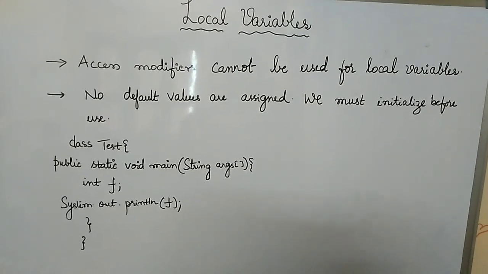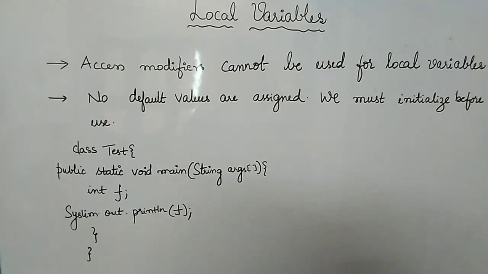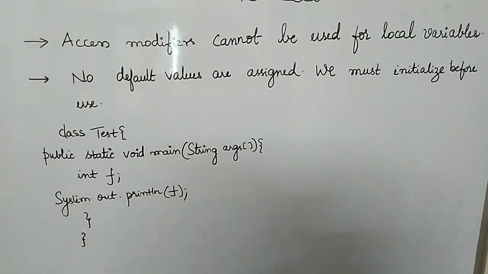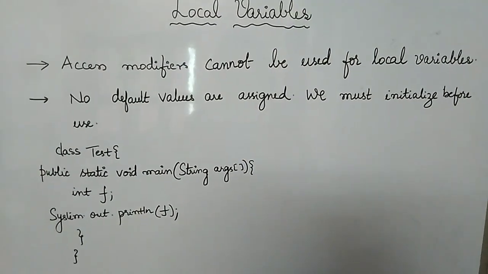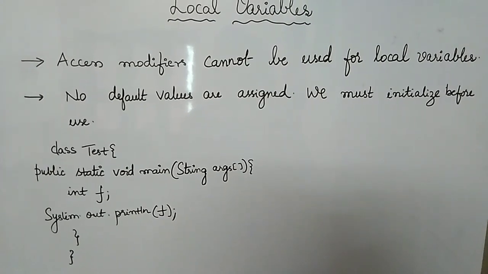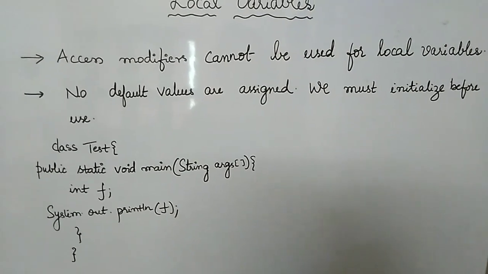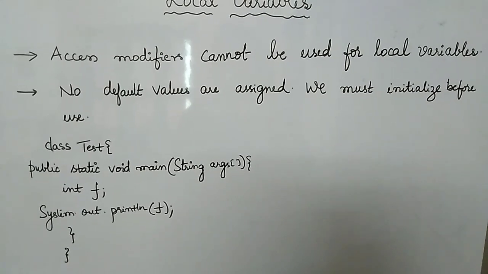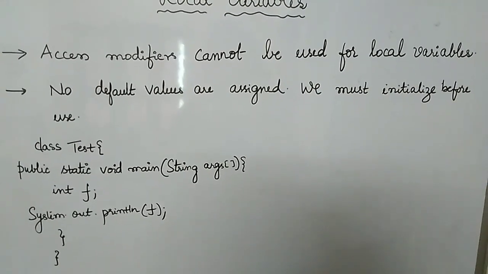Access modifiers cannot be used for local variables. So you cannot make a local variable public, private or protected and all that. You cannot use the access modifiers with the local variables. And no default values will be assigned to the local variables. We must initialize them before they are used.